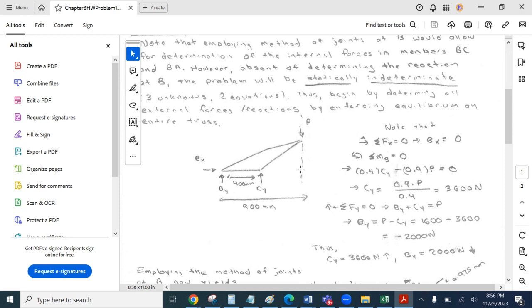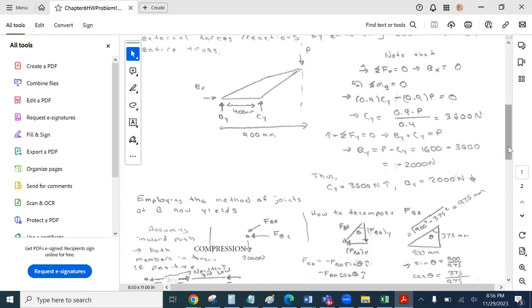And in this case, because of the various magnitudes, because P is so far away, it has such a large lever arm from point B, this pin at point B ends up pulling the entire truss back down. So you do your math here, you solve for your two unknown reactions.